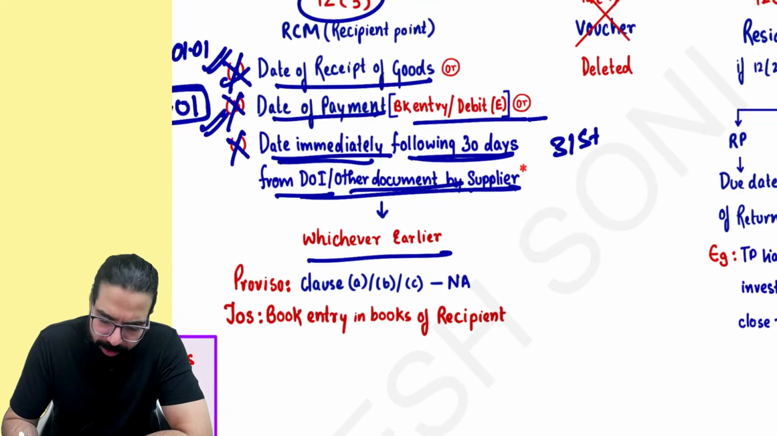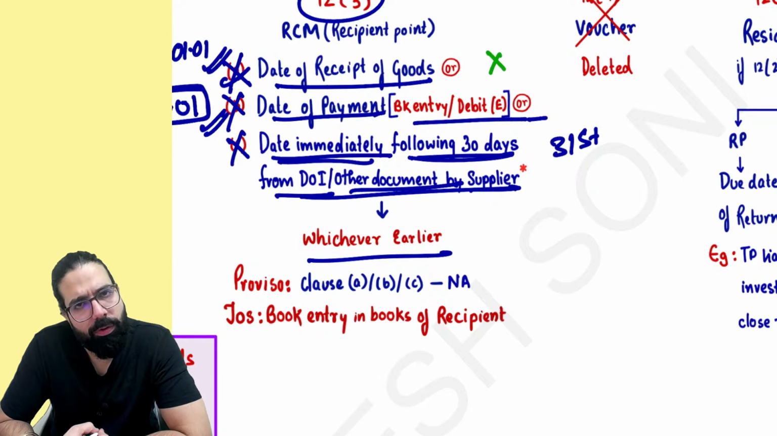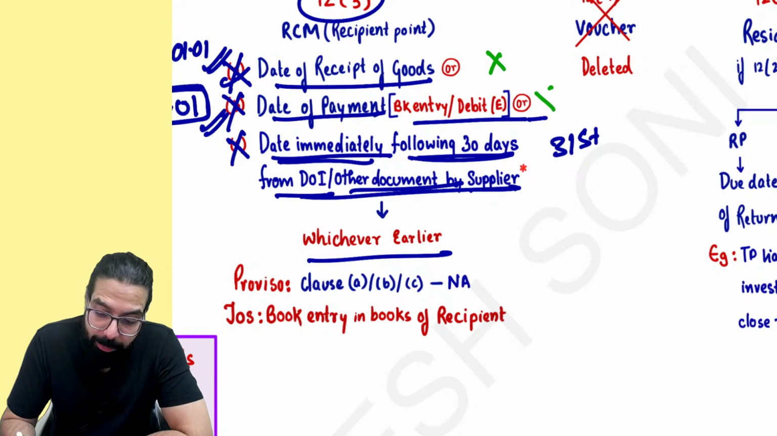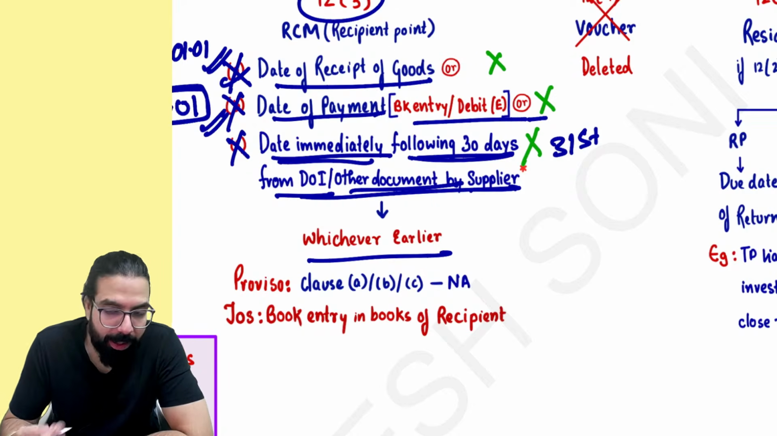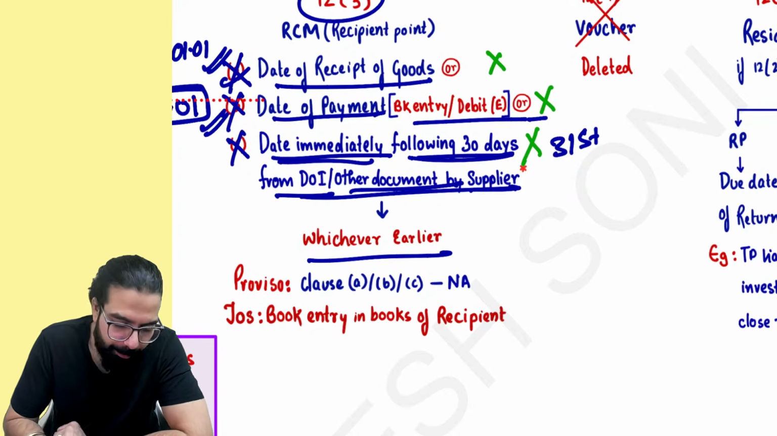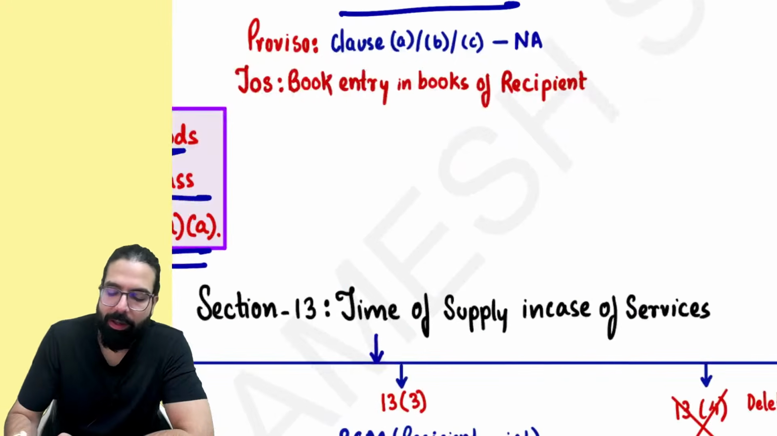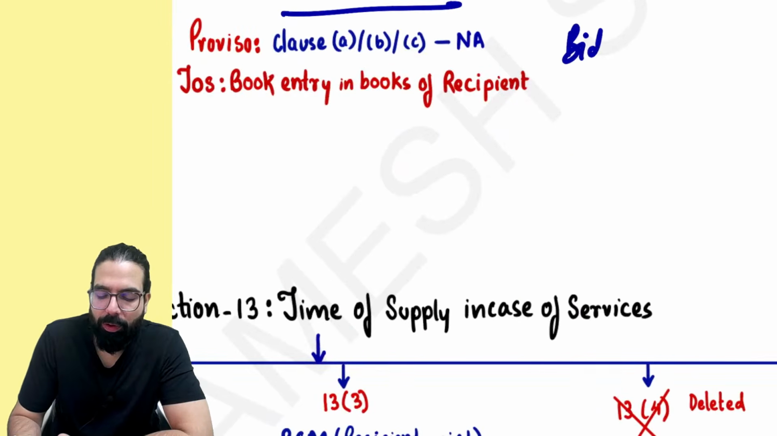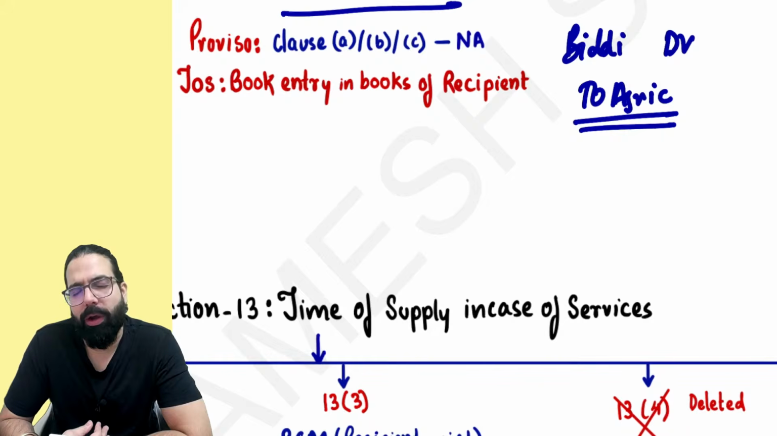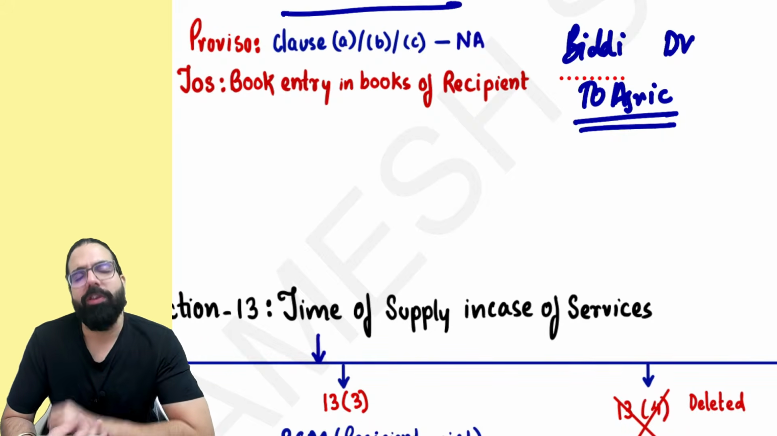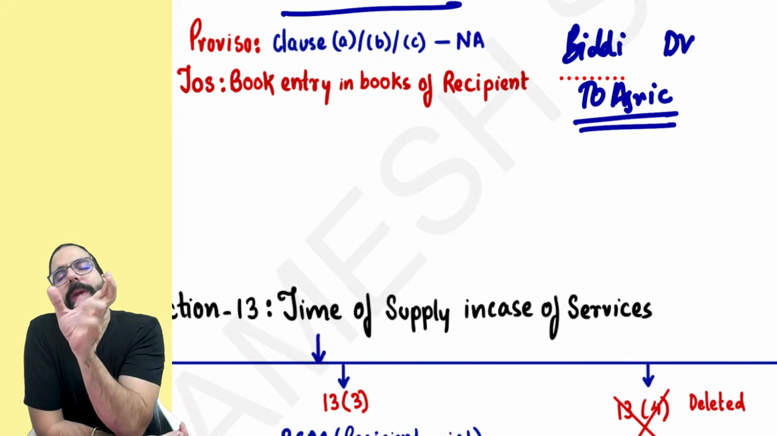I did not receive the goods from the agriculturist till now. I did not make the payment till now. The agriculturist did not give me an invoice either. But in my books of accounts, I have passed one entry saying, sir, BD leaves expenses account debit to payable to the agriculturist.